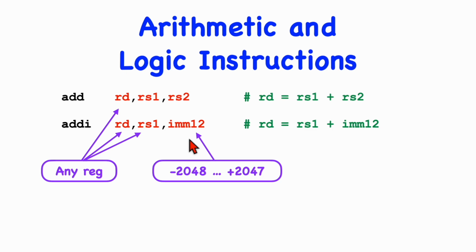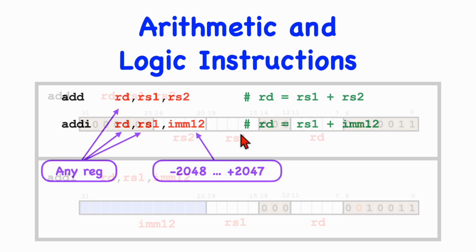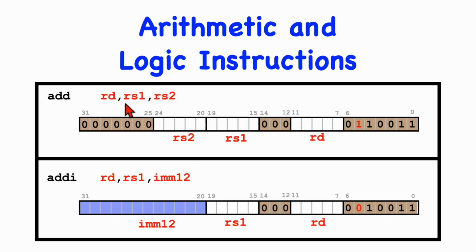I do want to point out that for the RV32, this is a 32-bit addition because the registers have 32 bits. But for the RV64 standard, the registers have 64 bits, so these would be 64-bit additions. Another thing to ask is, how are these two instructions encoded into binary? Now I'm not going to show the encoding for all the RISC-V instructions, but I want to show these two to give you an idea.